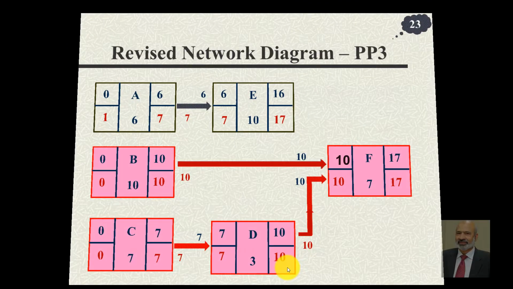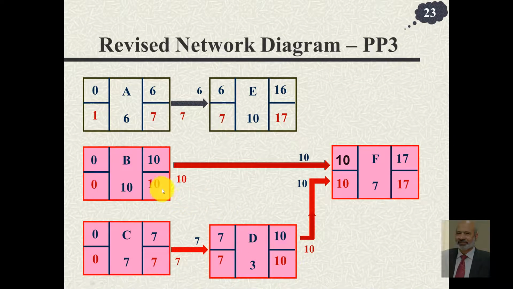What next? After this becomes 10 days, now this 10 plus 7 is 17, this 7 plus 3 plus 7 again 17. That means now we have two critical paths. Now things become slightly tricky. These two activities are still not on the critical path.